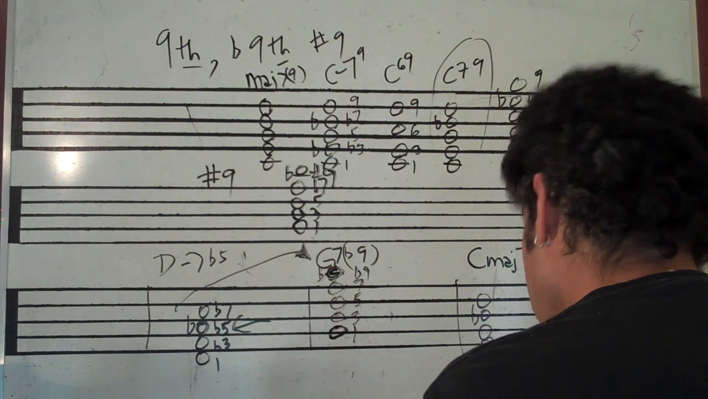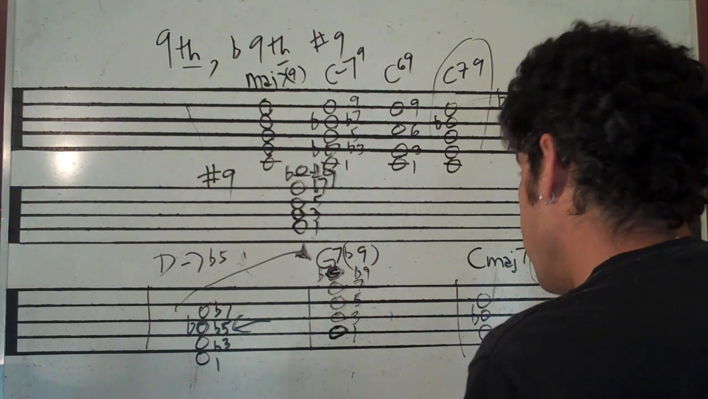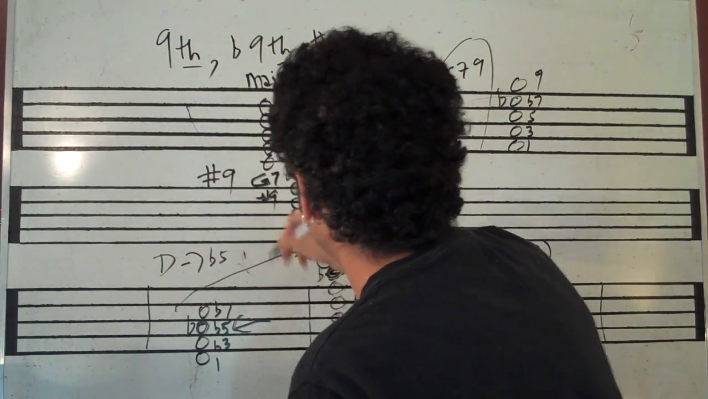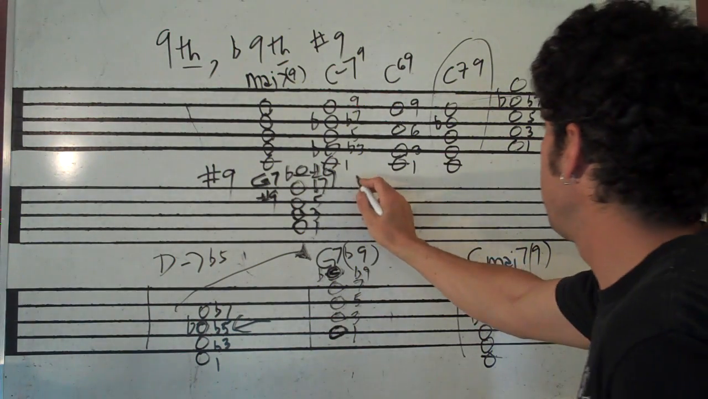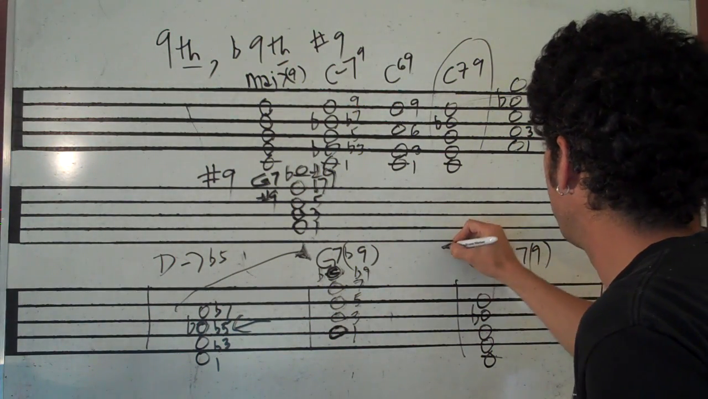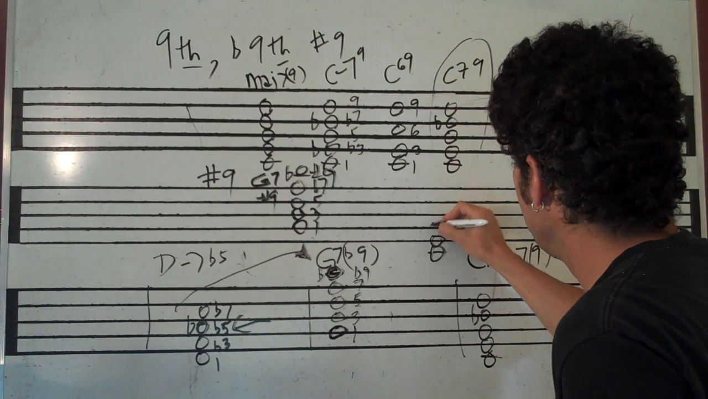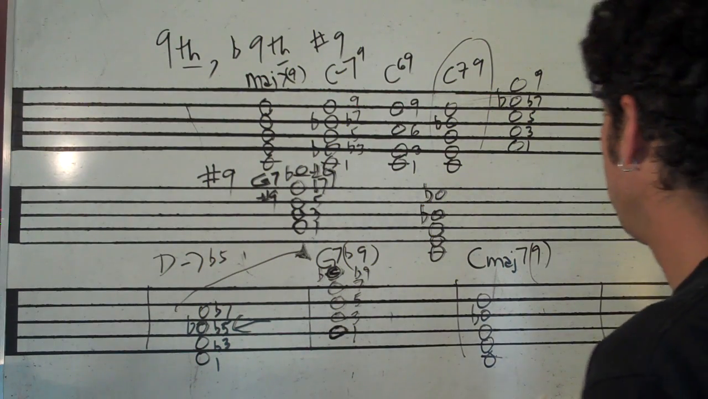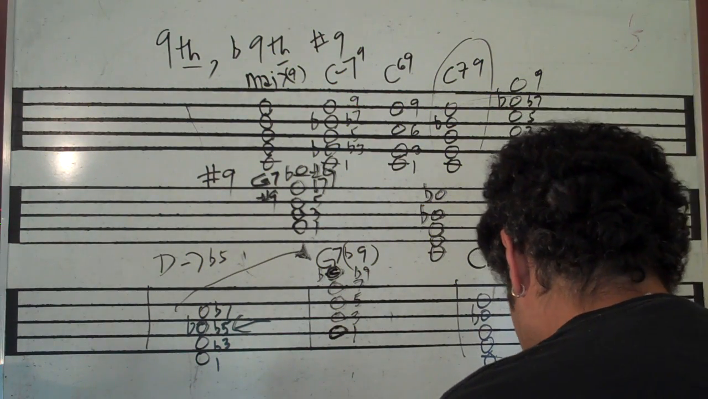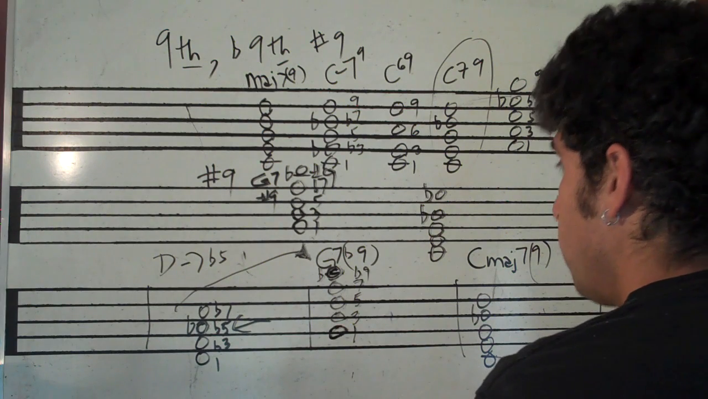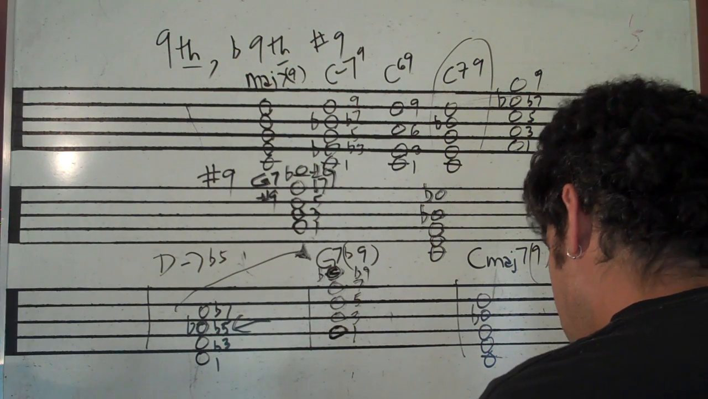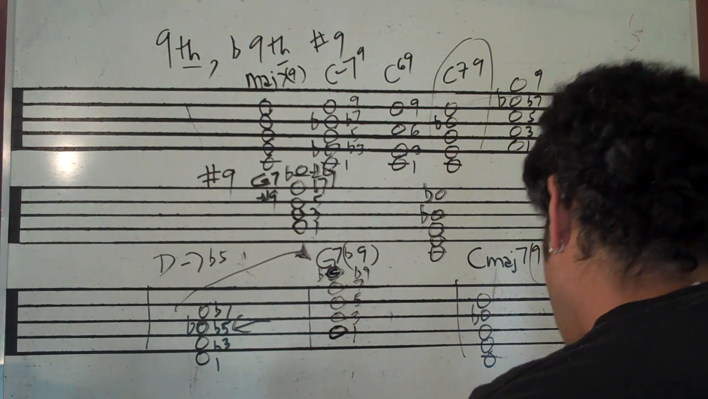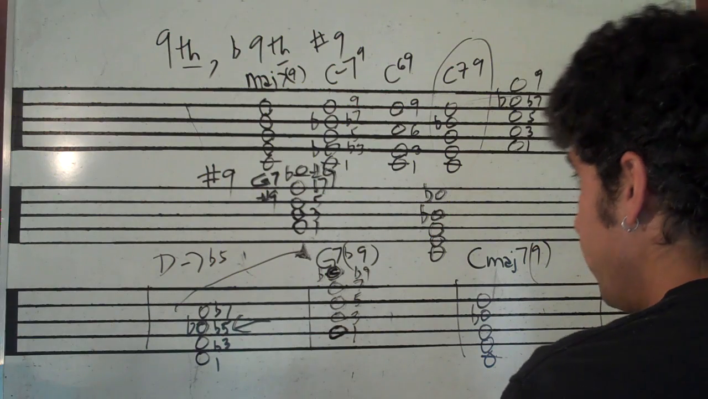Let's listen to it in another key. So that is G7 sharp 9. G7 sharp 9. Let's listen to it going to C7 sharp 9. C, E, G, B flat, and E flat. Back to G7 sharp 9.